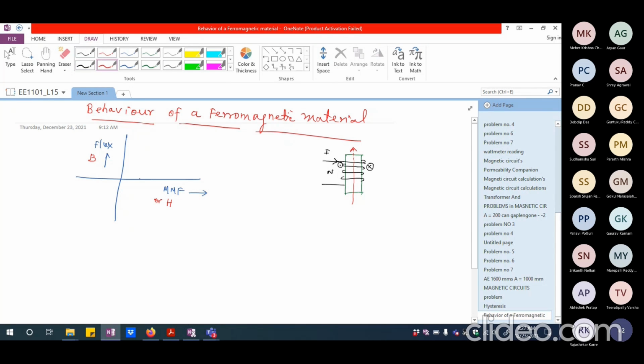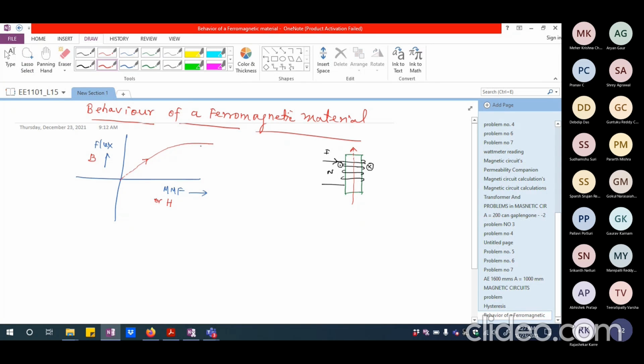Now, when I am taking a new sample of iron and subjecting it to a magnetic field intensity H or an MMF, I'm going to see that initially the flux increases and then at some point it is going to reach saturation. It's not going to increase any further. So this is the way a new sample of iron behaves.